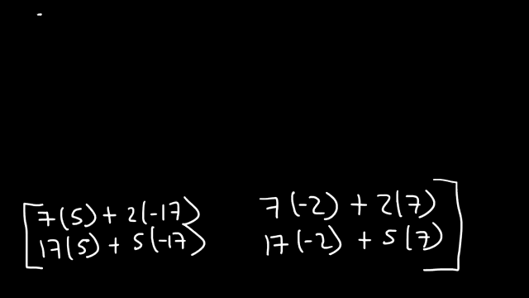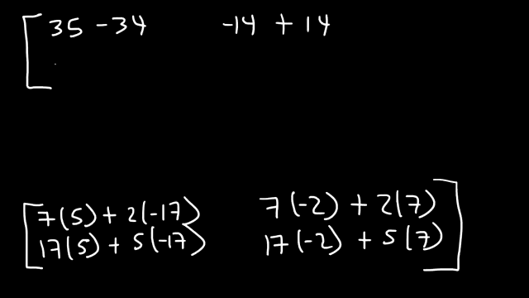So now let's simplify. 7 times 5 is 35. 2 times negative 17, that's negative 34. 7 times negative 2 is negative 14. 2 times 7 is 14. 17 times 5 is 85. And 5 times negative 17 is negative 85. And here we're going to have negative 34 plus 35.